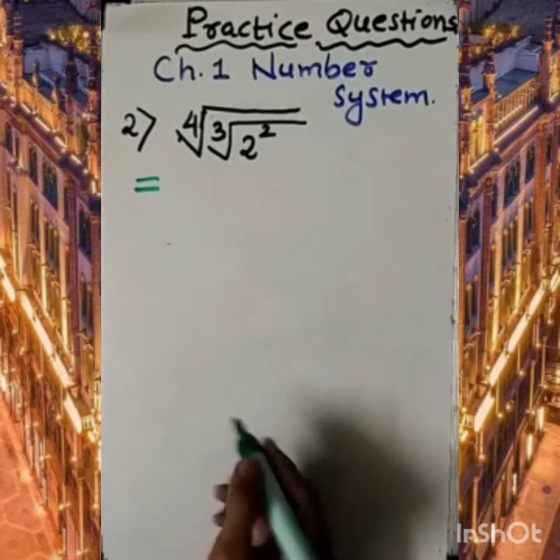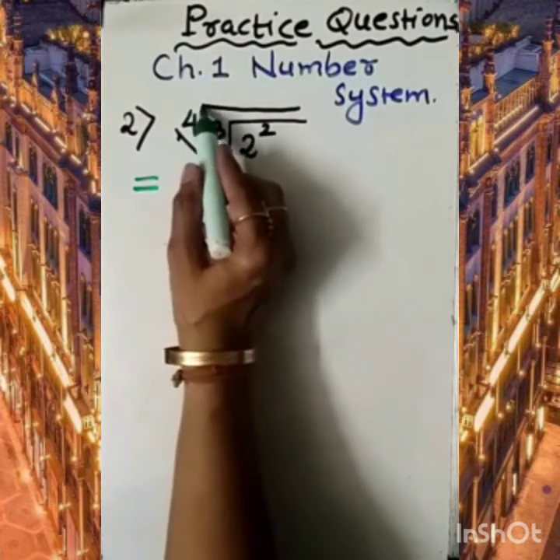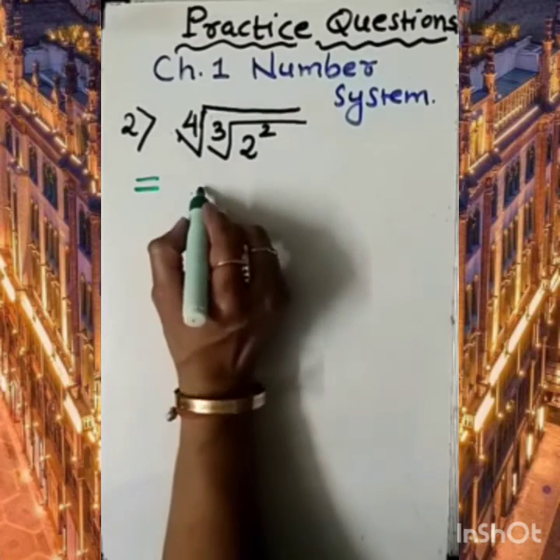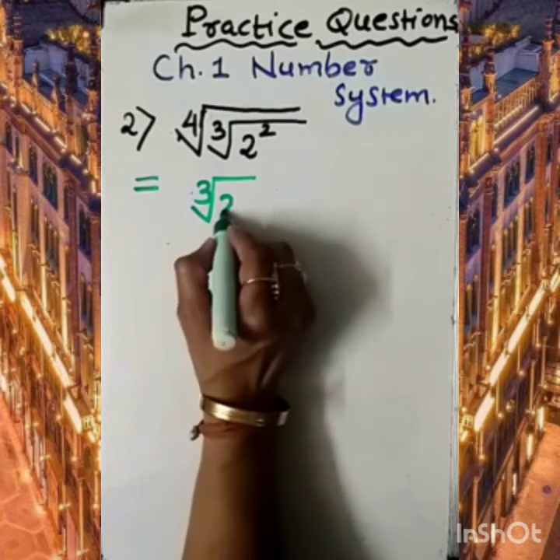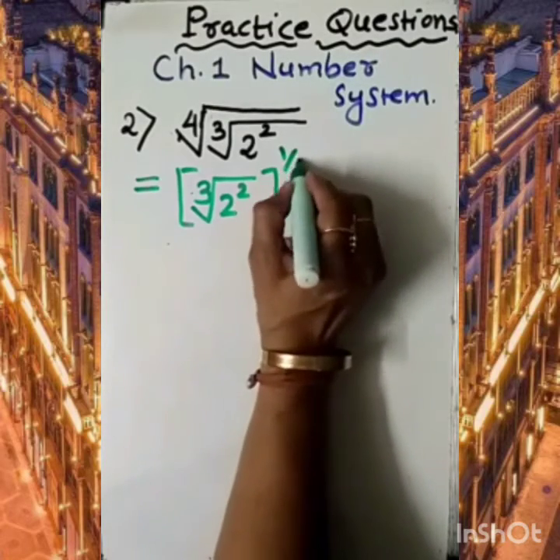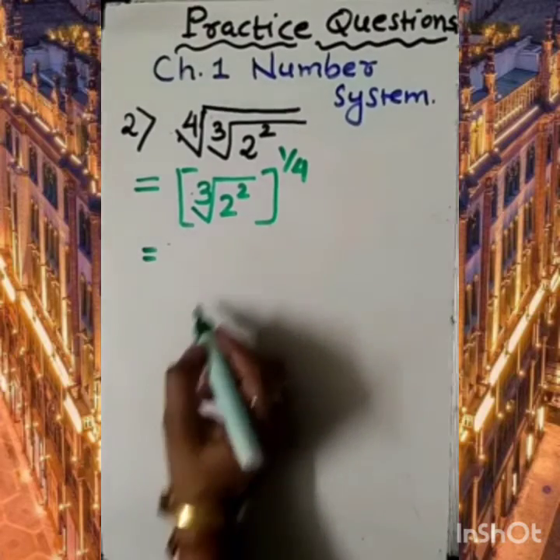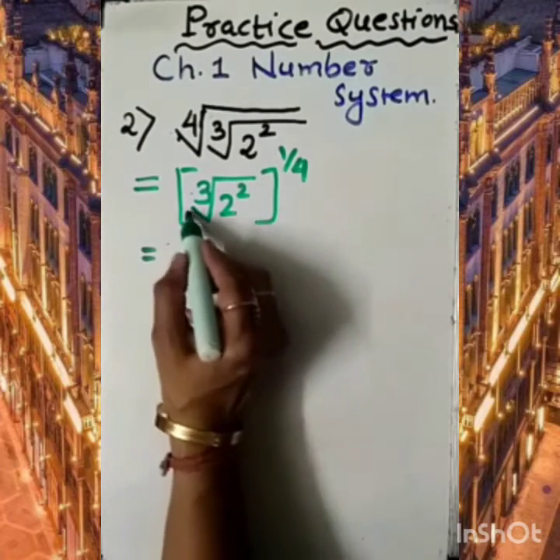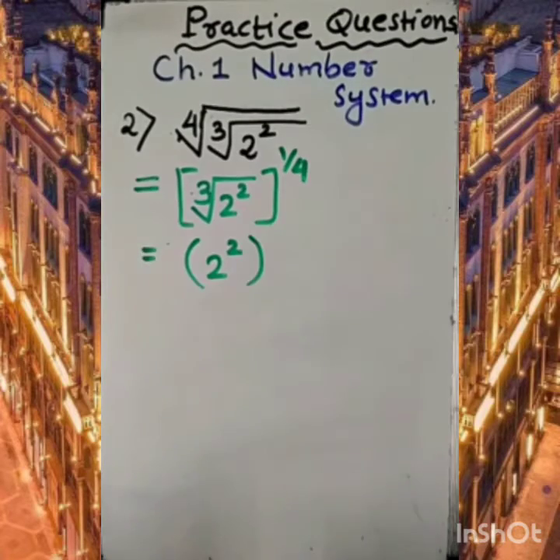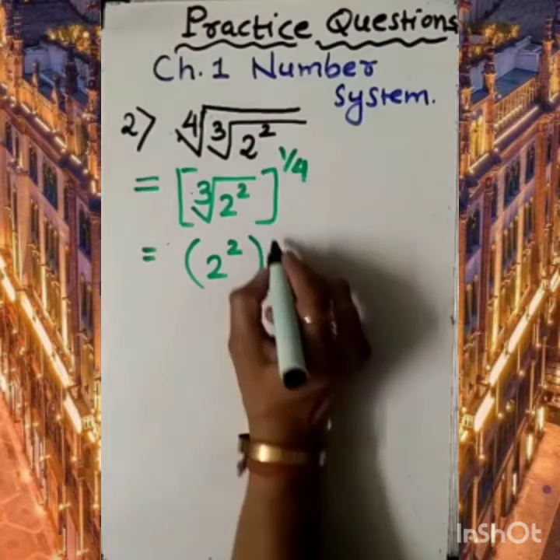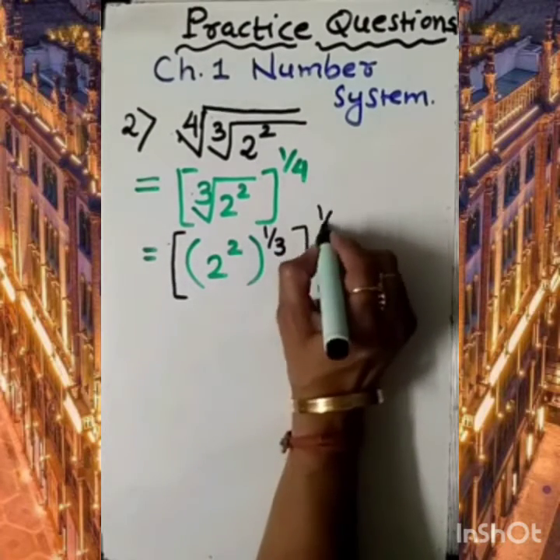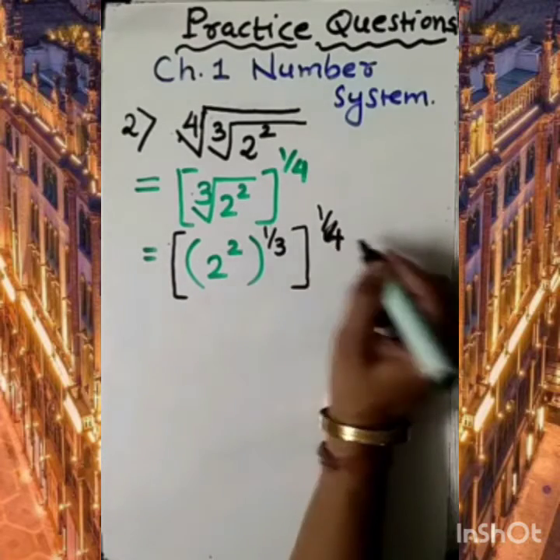Let's begin how to do it. If I ask you to remove this 4th root, not power, 4th root, then surely you will write it this way. In the beginning step I need to write this as the 1 by 4th power. Fine. Now I am going to remove this cube root. The 2 square is already there. Cube root indicates 1 by 3, so I am writing 1 by 3 here, and of course this is 1 by 4.